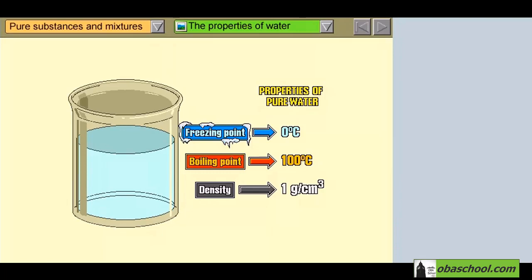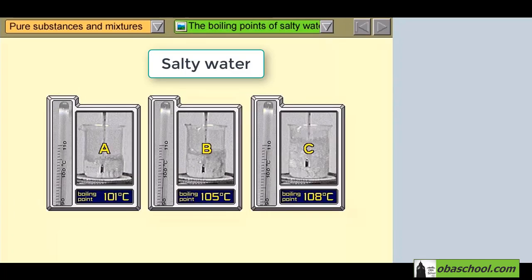When water is not pure anymore, when something is added to water, like salt for example, or if it's mineral water and not pure distilled water, these properties change. Consider these three samples of salty water. We measured the boiling point of each, and they are respectively 101, 105, and 108 degrees Celsius. So they're not 100 degrees Celsius, which is the boiling point of pure water. This is because it's not pure water, this is salty water, and salt is added to water.